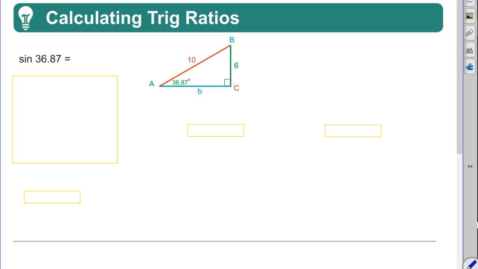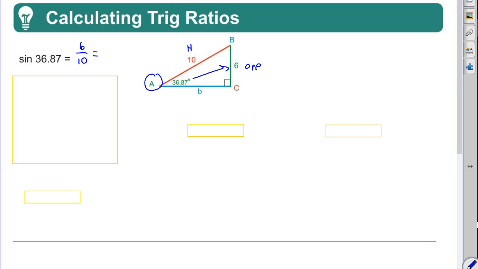There's a couple different ways that this can be expressed, because remember, the sine is a ratio of the opposite divided by the hypotenuse. So we take a look at our angle here. This is where the 36.87 is. So that's angle A. That makes the 6 the opposite side. And of course, the side across from the right angle, the longest side, is always the hypotenuse. So the sine of 36.87 is the opposite, 6, divided by the hypotenuse, or 10.